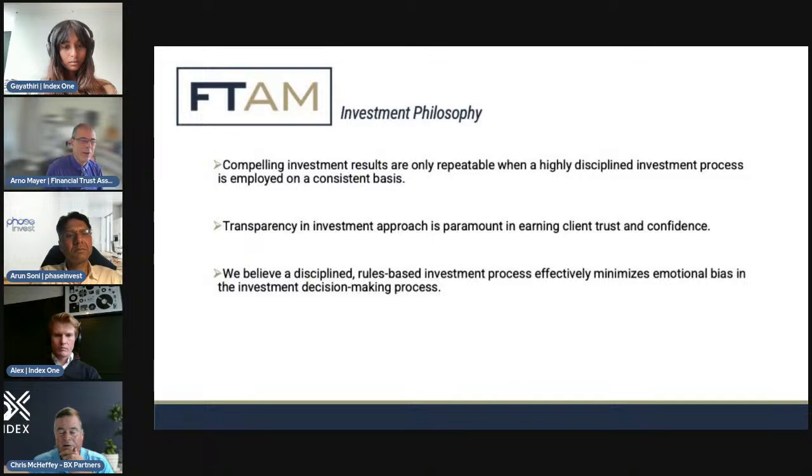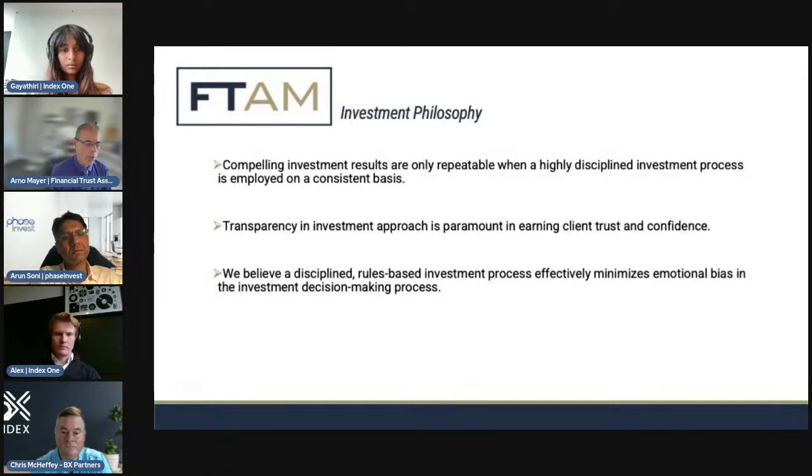Thank you. Well, a little bit about Financial Trust, and hello everybody. My name is Arno Mayer. I'm the Chief Investment Officer of Financial Trust Asset Management and the founder. The firm has a unique breadth of quantitative factor-based investment strategies that we run. We are also GIPS compliant. We've been running factor-based portfolios for both our existing direct clients and institutional clients since 2001.